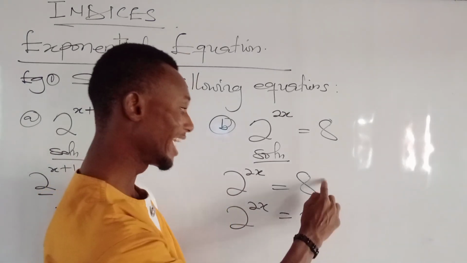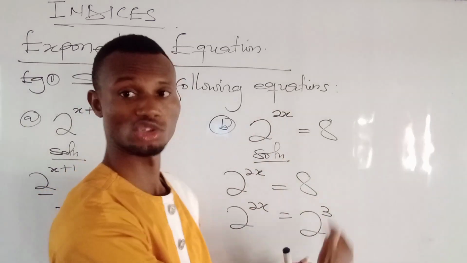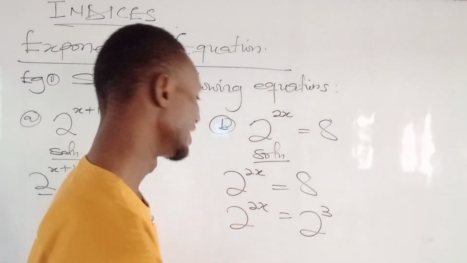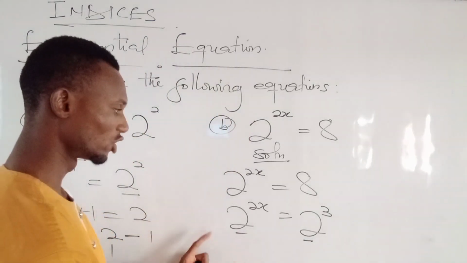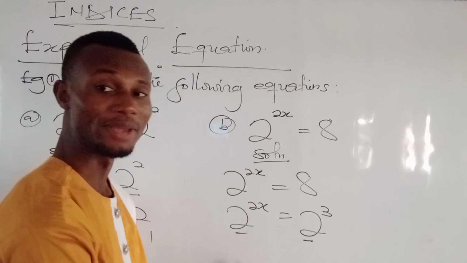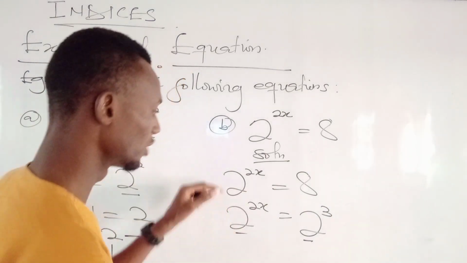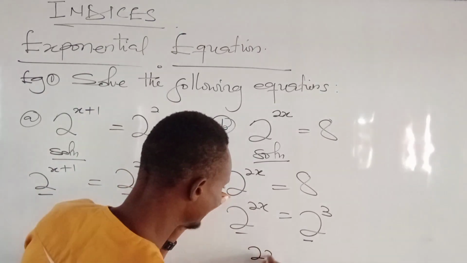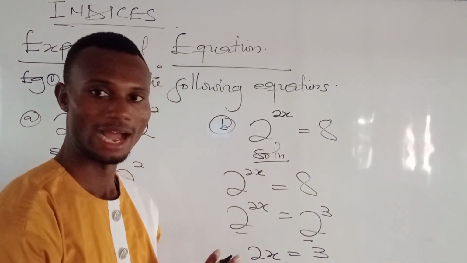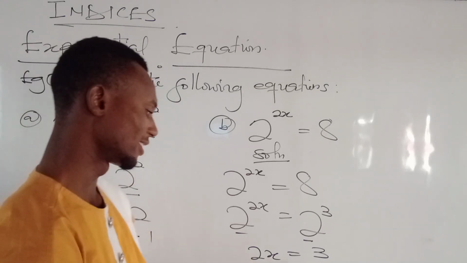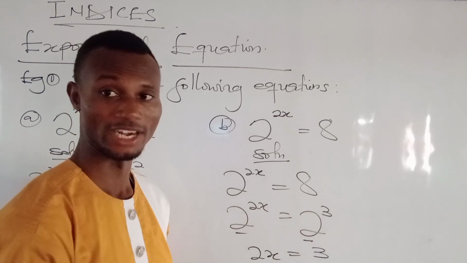So the 8, we can write it in exponent form, and that is 2 to the power 3. Now you can see that we have the same bases. So we've done a good job. Having the same bases now, it means that we can equate the powers. So my 2s here equals 3. I hope you agree with me up to this point. So 2s equals 3 because we have the same base, and now we can equate the powers.